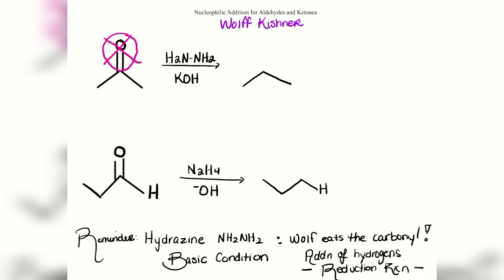So whenever you use Wolff Kishner's reagent, which is hydrazine, you will always end with the functional group of an alkane. If instructors would like you to show where the hydrogens got added, remember it's going to be at the location of where the carbonyl used to be. However, it's not necessary for us to draw those hydrogens.